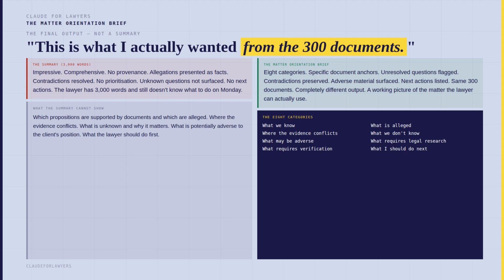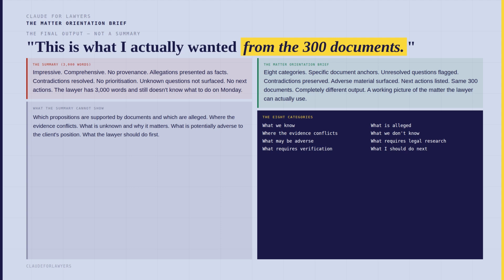On the other side, the matter orientation brief, eight categories: what we know, anchored to specific documents; what is alleged, distinguished from what is established; where the evidence conflicts, with both accounts preserved; what we don't know, with the next action that could resolve each gap; what may be adverse, surfaced, not rationalized; what requires legal research; what requires verification; what I should do next. Same 300 documents, completely different output.